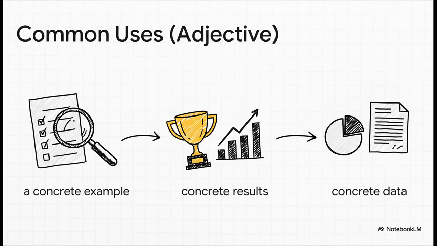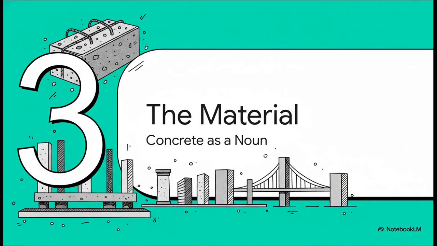And this is where it gets really powerful, especially at work. I mean, think about it. You don't just ask for examples. You ask for concrete examples. You don't just hope for results. You push for concrete results. And when you ask for concrete data, whoa, you're making it clear you want hard numbers, real facts, not just vague feelings or opinions. It just adds so much weight to what you're saying. All right, easy enough, right?